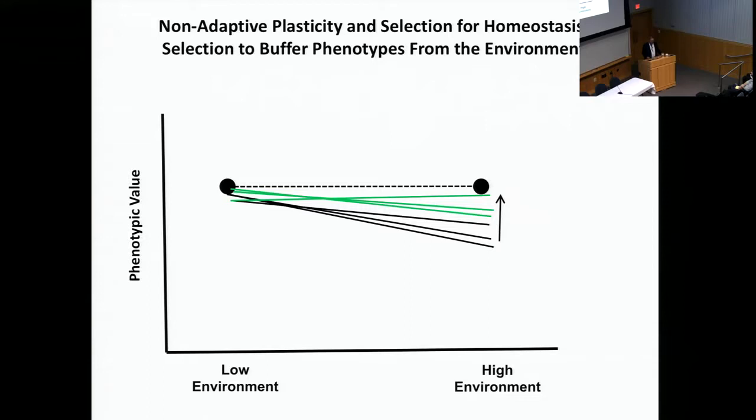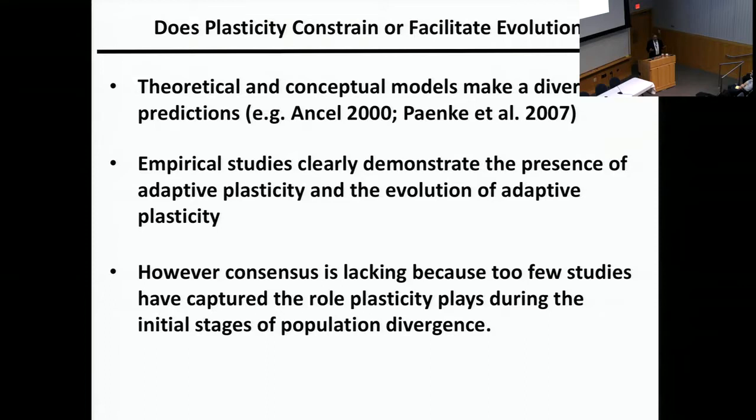So if we look at theory and empirical studies, we know that when we think about plasticity, there's no one way in which the way that a population is plastic will predict necessarily how it will evolve. And I think the talks today have certainly illustrated the diversity of ways in which organisms are plastic and how they deal with their environments. And so we know that there's adaptive plasticity. We know that there's rapid evolution.